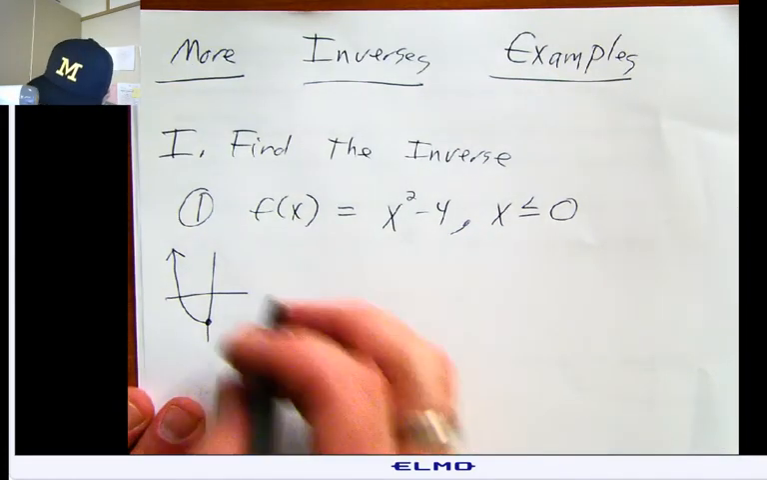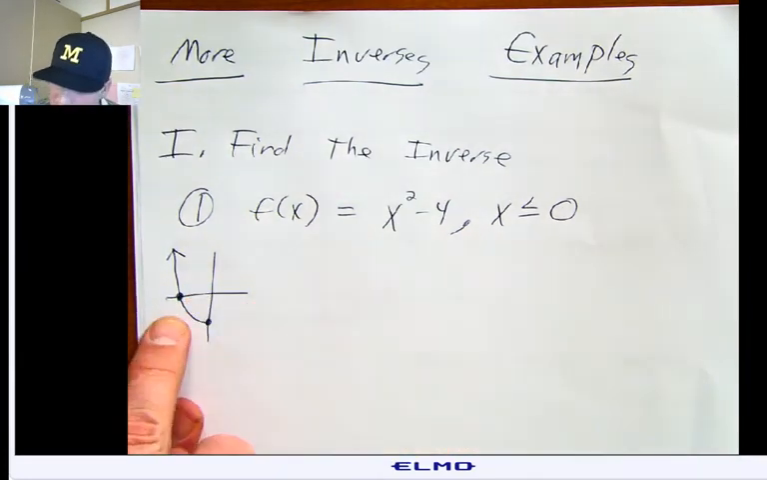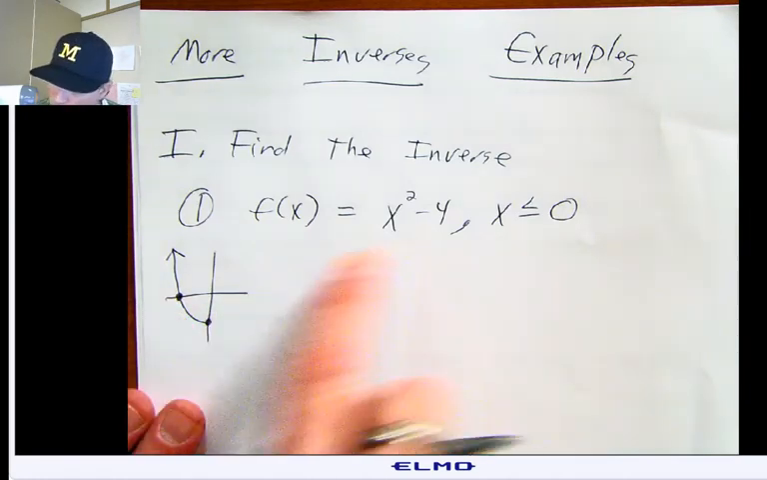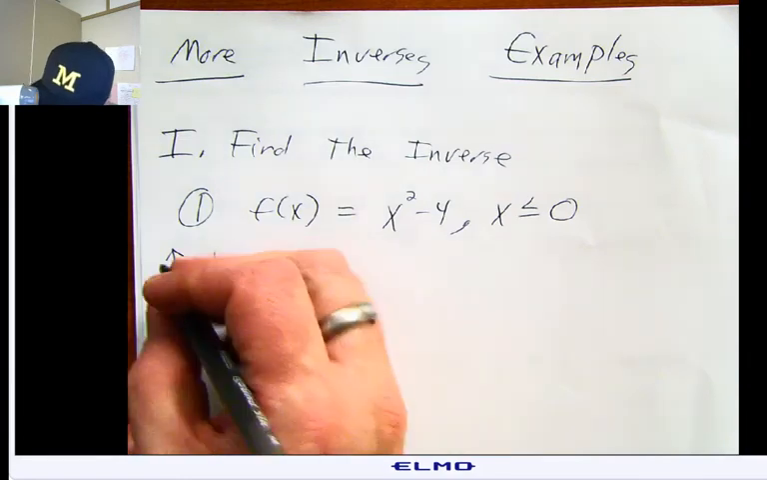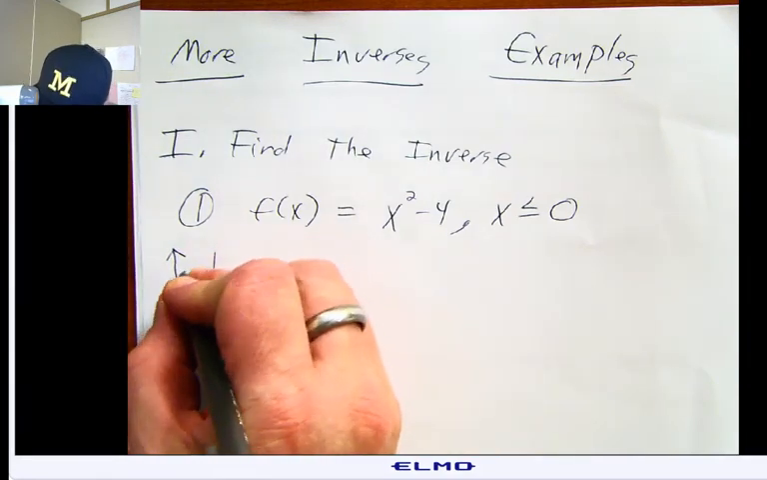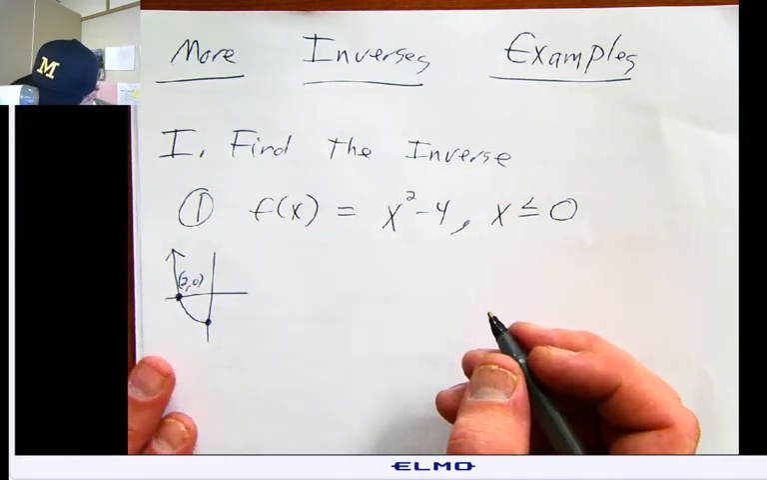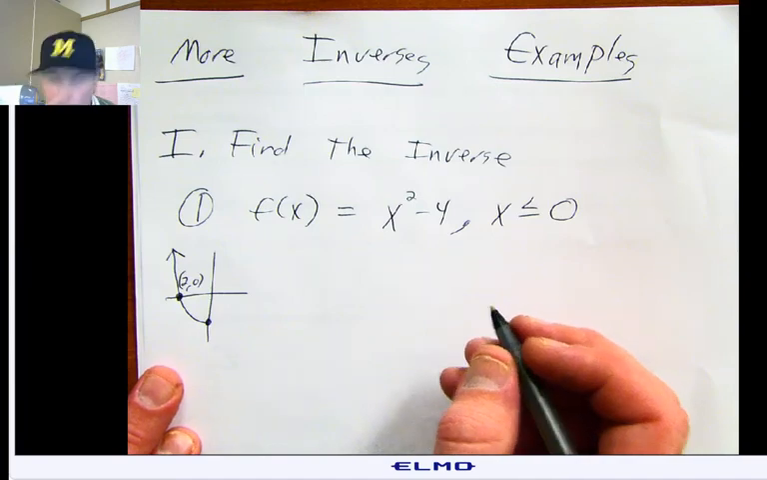And just to think about things a little bit easier, let's consider this coordinate right here. When is y equal to 0? Well, that's going to be when x is equal to 2. So this coordinate right here is 2, 0. So let's find the inverse.